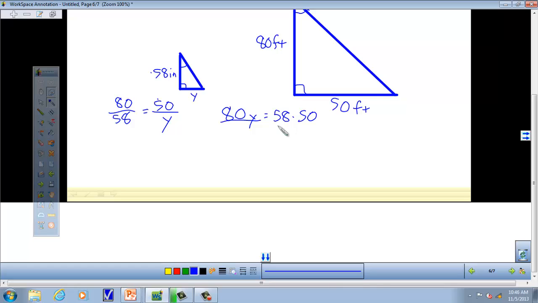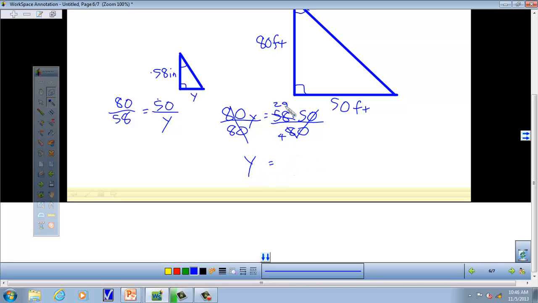I'm going to divide both sides by 80. Don't have a calculator handy, so we're going to divide those two, and then this and this are both divisible by 2 for sure. So we get a 4 there, and we get a 29 here. And I think that's right. Divide by 2 is 29. Yep.